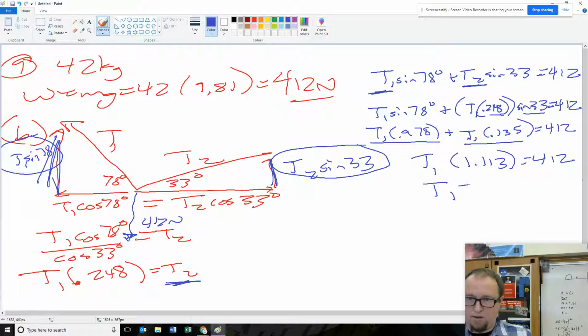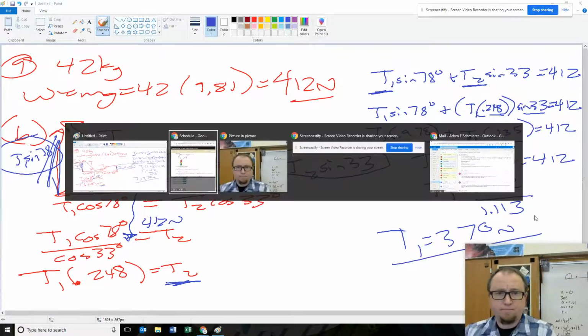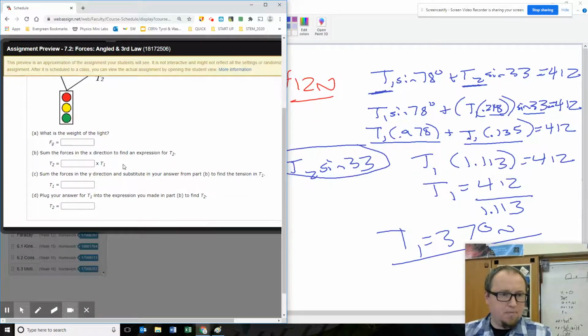So T1 equals 412 over 1.113. 412 divided by that, you get 370. So T1 equals 370 newtons. There you go, 370. That's part C. Plug your answer for T1 to find T2.